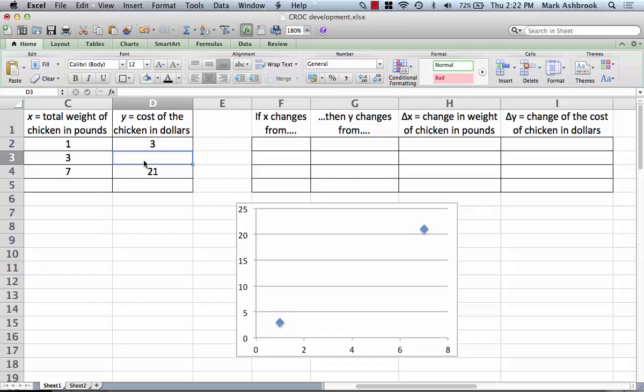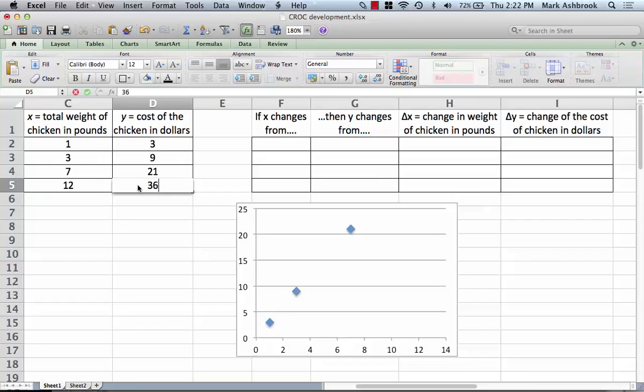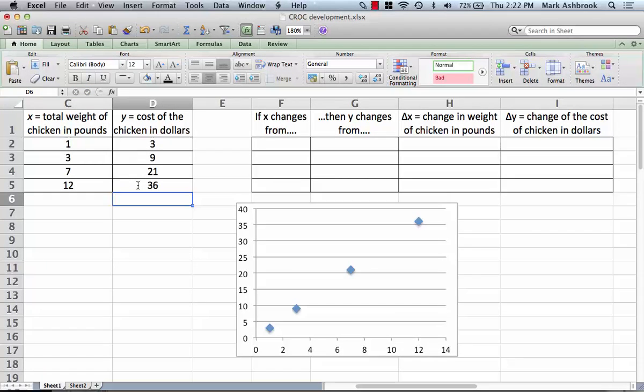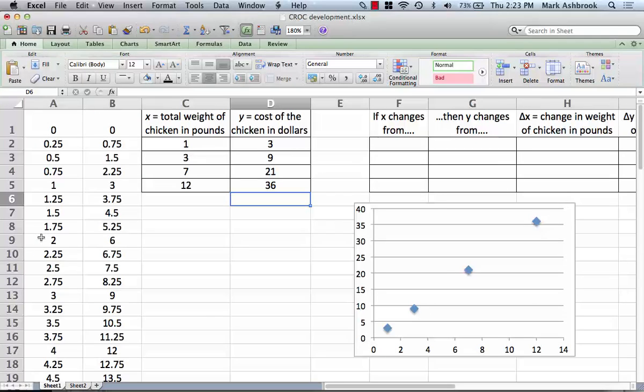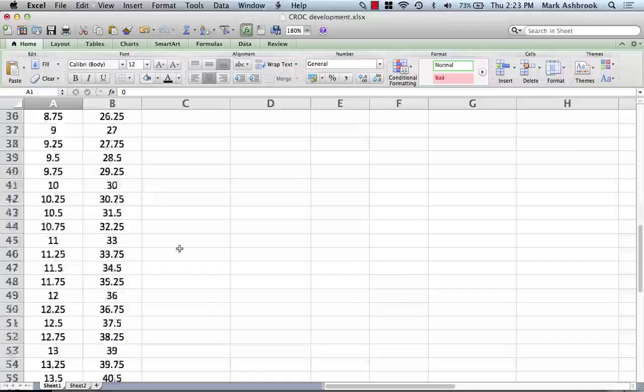How much does 3 cost? How much does 12 cost? Am I almost done plotting all the possibilities? How many possibilities are there for amount of weight that I could? Infinite chicken. Yeah, there's lots and lots of, I mean, I haven't even gone into, say, 1.5 pounds, right? Or 7.2 pounds. So there's lots and lots of possibilities. So here I've got a bunch of those.